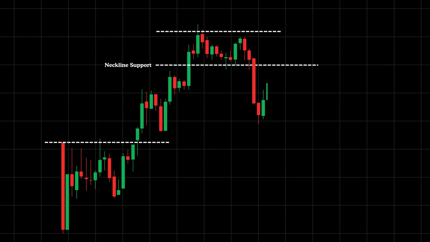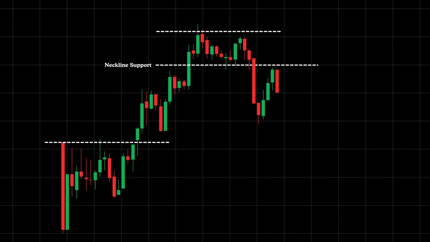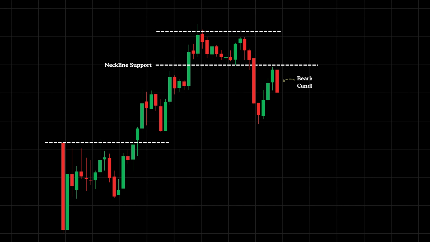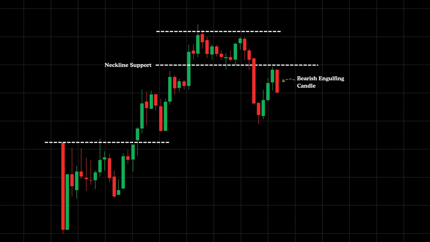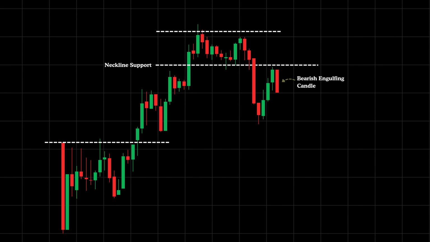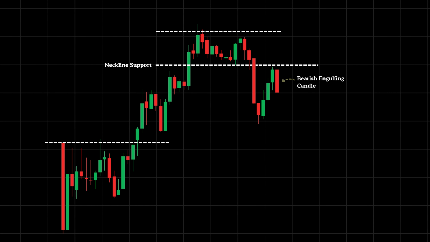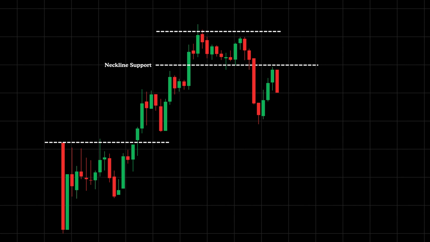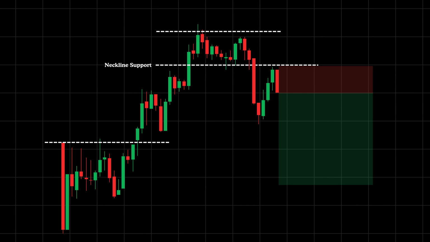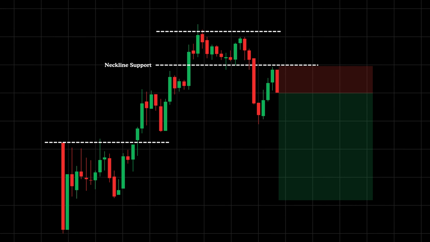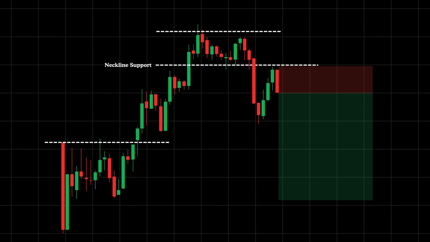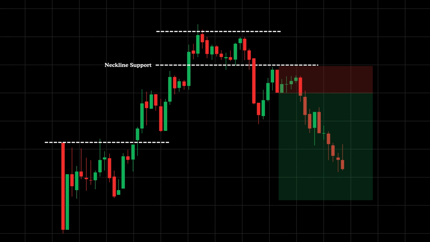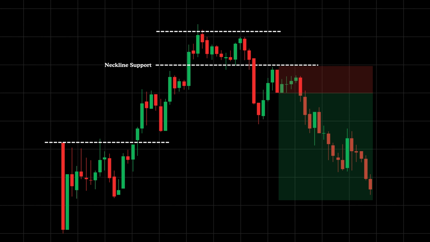Soon after, the price retraces upward and rejects this neckline, forming a strong bearish elephant candlestick on the chart, which indicates a bearish reversal, which you can check out. At this stage, the price has pulled back and retested the neckline. Hence, we can enter a short trade after the close of this candle, placing the stop loss just above the bearish elephant candlestick. Once the position is taken, the price gradually moves downward and successfully reaches our target.